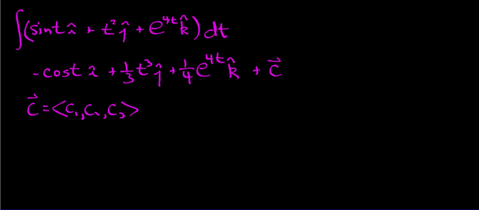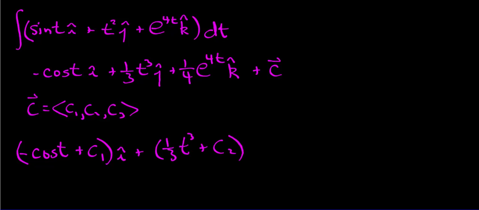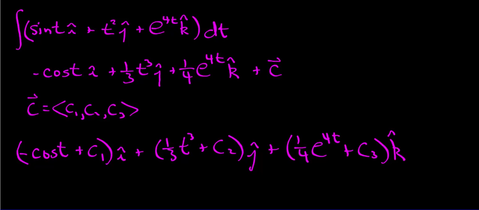Now there you have it. Now, you could write this a little different. You could write this as negative cosine t plus C1, plus 1/3 t cubed plus C2 j, and then of course 1/4 e to the 4t plus C3 k. You could do that if you wanted, but there's no need. There's just different ways that you could write it.